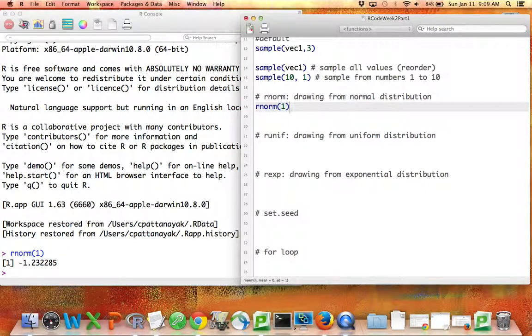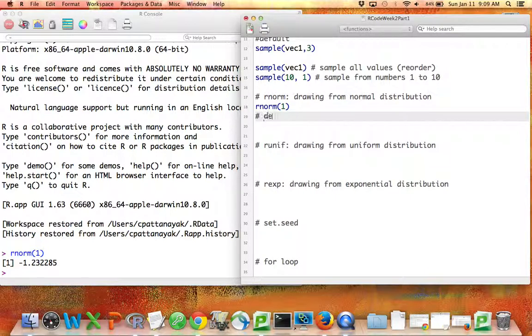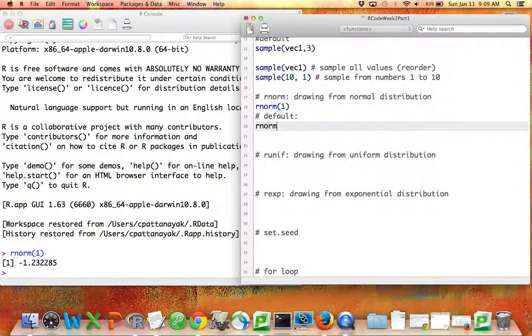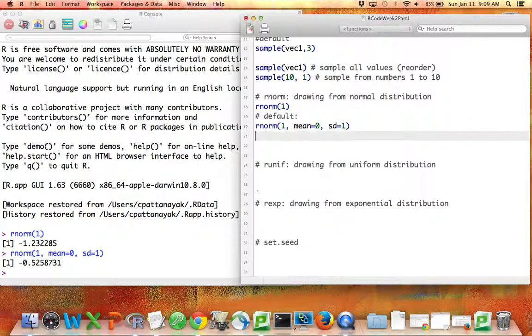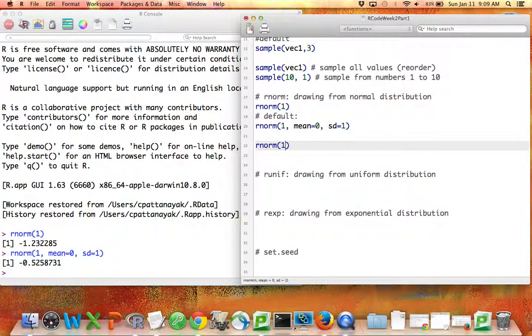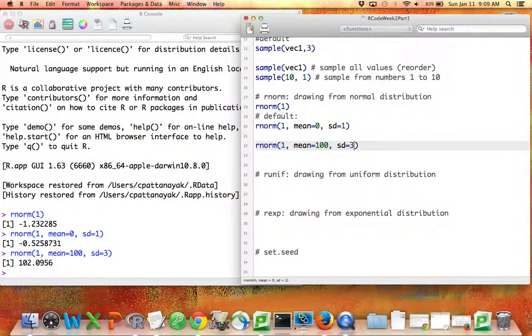So this right here is the same as this. Right? If I do that again, I'll get a different number because it'll be a different random draw, but this is the same thing. Of course, I can change the mean and the variance. So if I want to draw from a normal with mean 100 and standard deviation 3, I can do that.